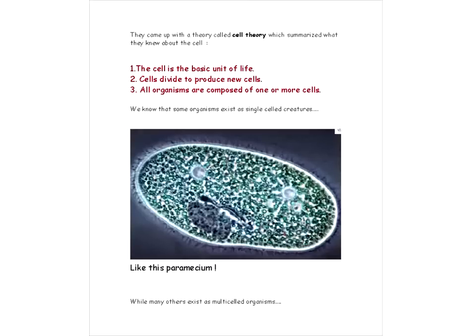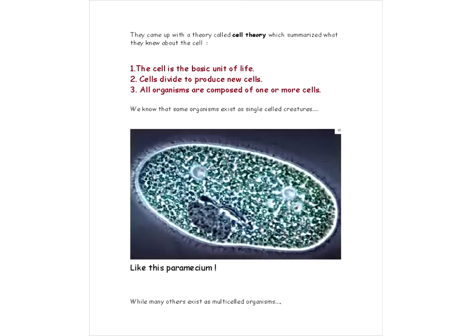So they came up with a theory called cell theory, which summarized what they knew about the cell. If you look at these 3 points here, the first point is the cell is the basic unit of life. The second point, cells divide to produce new cells. And the third point, all organisms are composed of one or more cells.